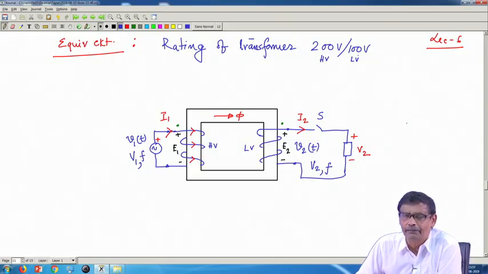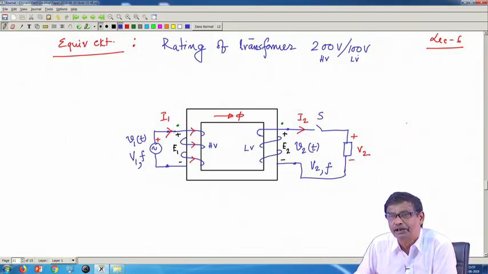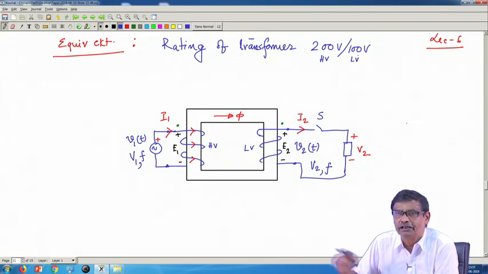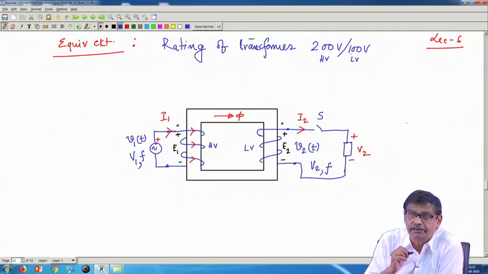Suppose 100 volt is available, you have this transformer, and you require 200 volt. Then there is no other way out: energize the LV side with 100 volt and get 200 volt to supply your load, or vice versa. Achha. So, these are called the voltage ratings.